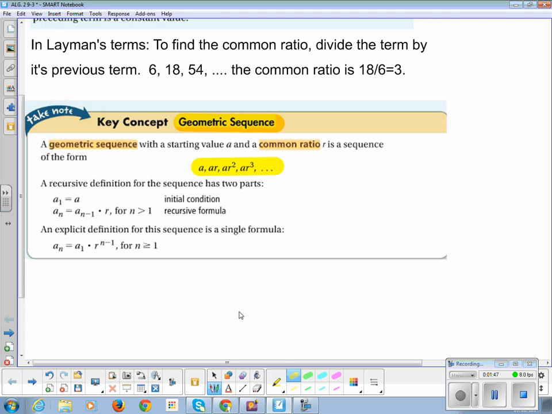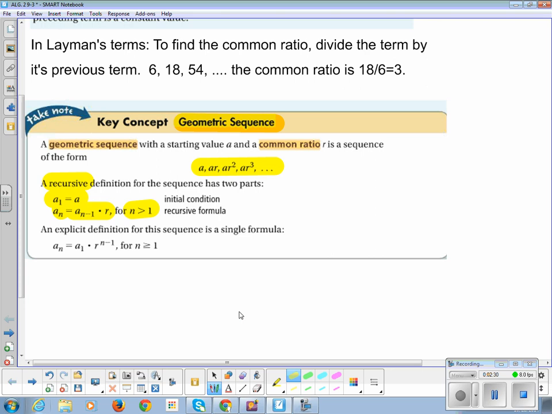To write a recursive formula, you always start with your first term. Then, any term that comes after that, you take the one before it and multiply by your common ratio. So anytime you're writing a recursive formula, you have to put down your first term. So A1 equals. Always on a recursive. Then this little baby n-1 just means take the term before and multiply it by r.